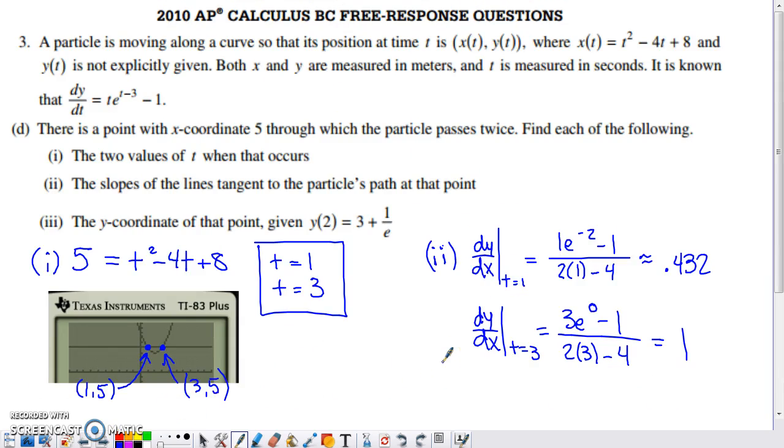And then the last piece here actually has 3 pieces within it. It tells us there's a point with x coordinate 5 that the particle is going to pass through twice, and then we want to find the things that they ask us to find. The first of which is the 2 values of t when that occurs. So at what 2 values of time is the x coordinate of the particle going to be equal to 5?